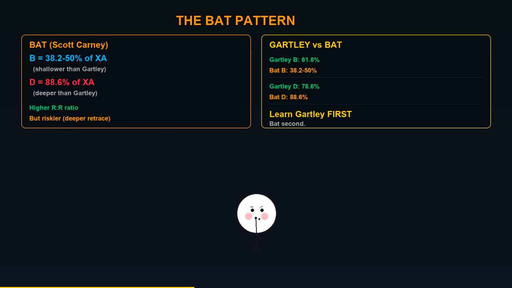The BAT pattern, discovered by Scott Carney, is similar to the Gartley, but with different ratios. B retraces to 38.2 to 50% of XA. That is shallower than the Gartley. And D completes at 88.6% of XA. That is deeper than the Gartley. Deeper D means the stop loss is tighter since X is closer. But it also means you need a stronger reversal since price has retraced further. The BAT gives a higher reward to risk ratio than the Gartley. But it is also riskier because the deeper retracement means momentum is stronger against you. Start with Gartley. Learn BAT second.